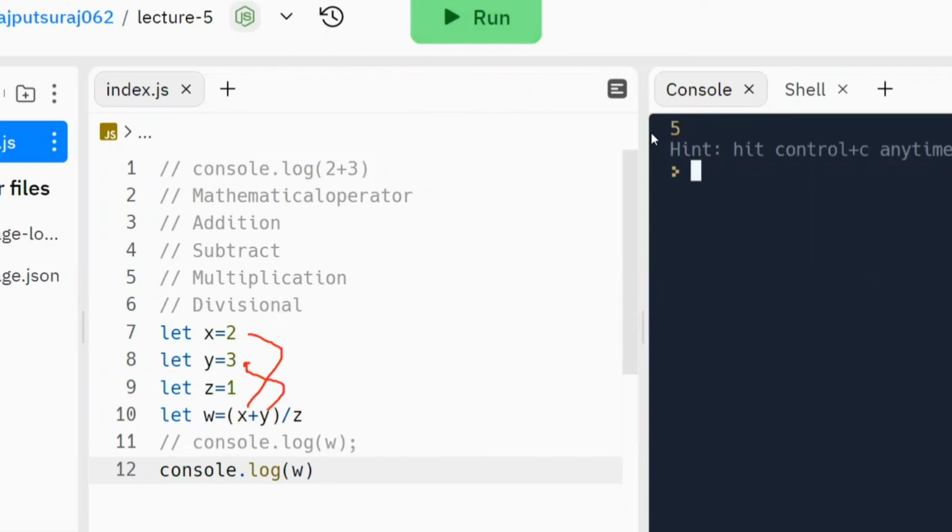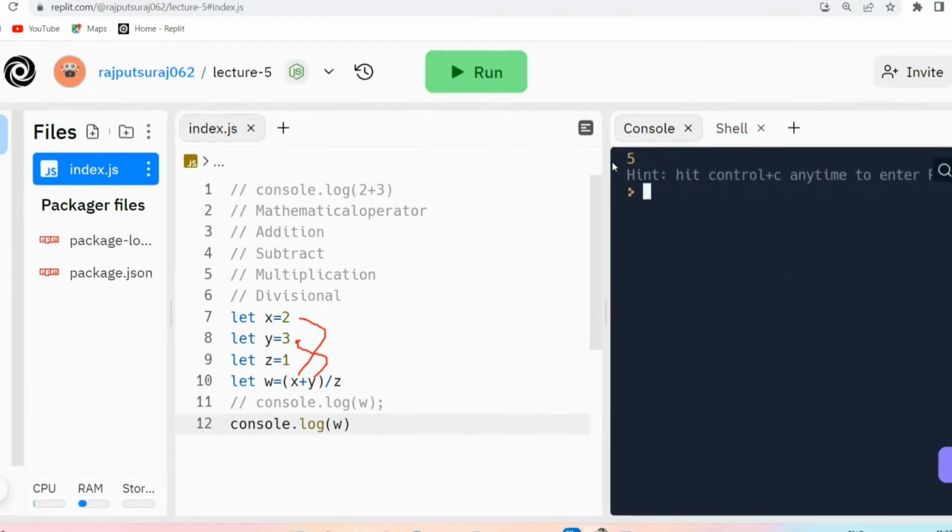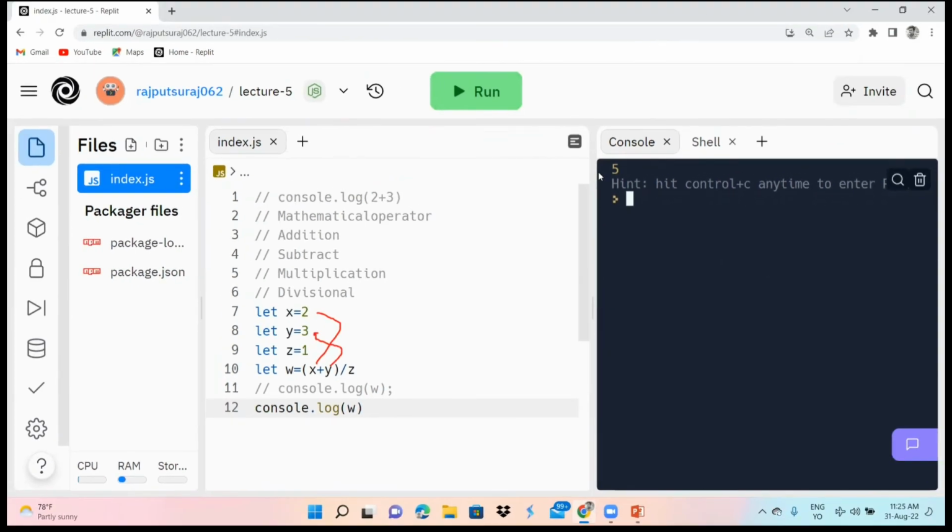In the next lecture I want to tell you about the remaining operators, what the modulo operator is and what the exponential operator is. In the next lecture I am going to show how to use the exponential operator and the modulo operator. After the operators, we are going to solve some expressions and mathematical questions.